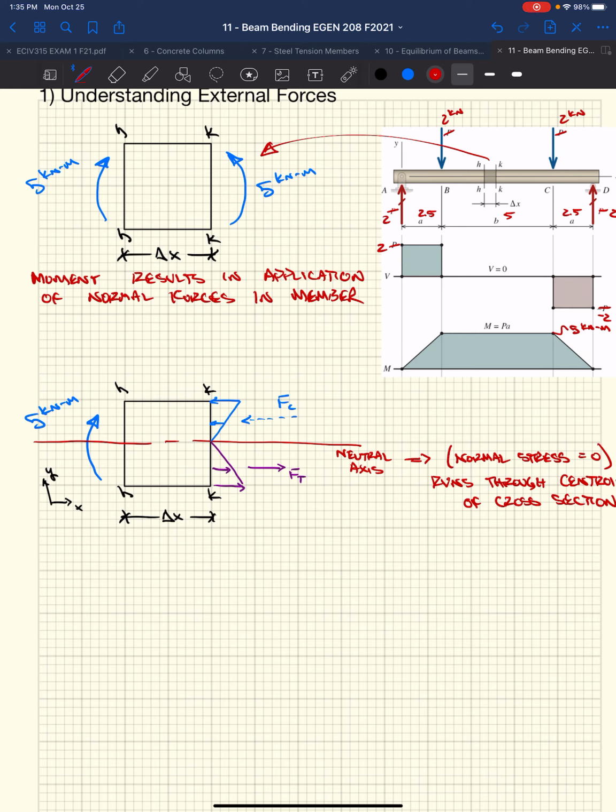All right, so let's step back and think about this. This is where you guys are going to glaze over hard. But I stepped forward and gave you what the end result was. We get this linear distribution of stress. We have these forces that are applied above and below this neutral axis.